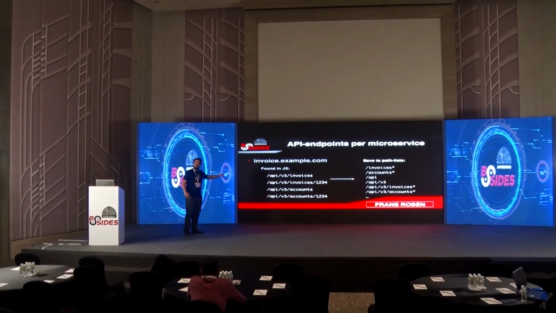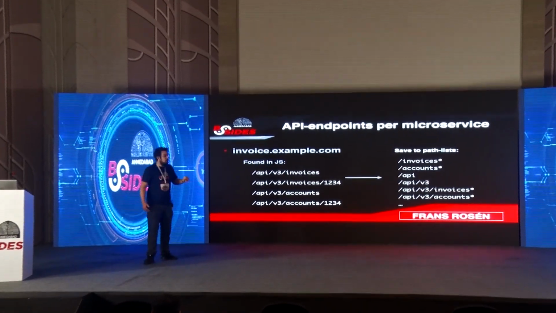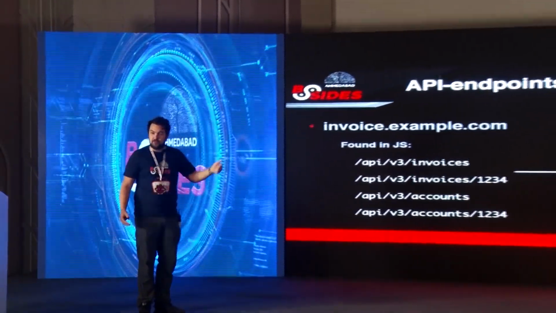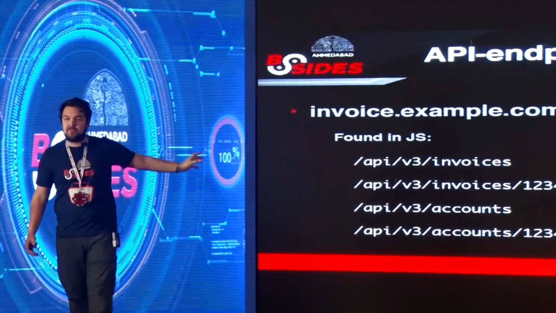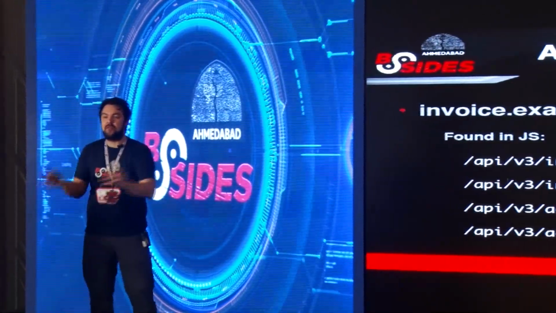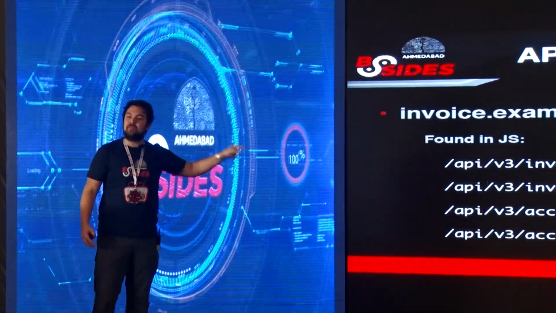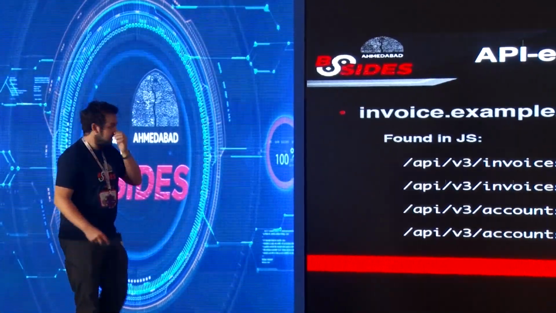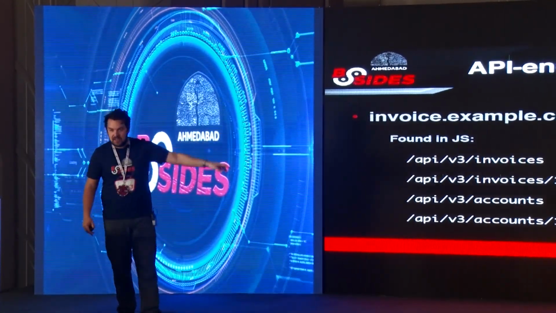So we want to fuzz everything under API version 3. So we're saving API version 3. We also save API, because there might be other versions. There might be API version 2, API version 5. We also save only the last part, the invoices or /accounts, because we want to separate them from the prefix we think is API version 3. But we still want to keep the full URLs as well, the full path. So we use API version 3 invoices. And as you see here, you have both invoices and invoices/an ID.